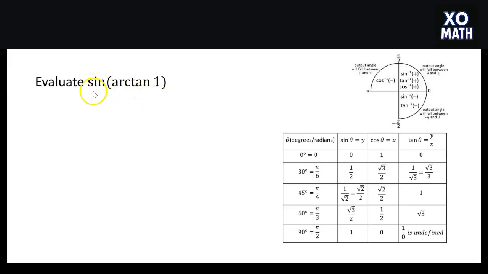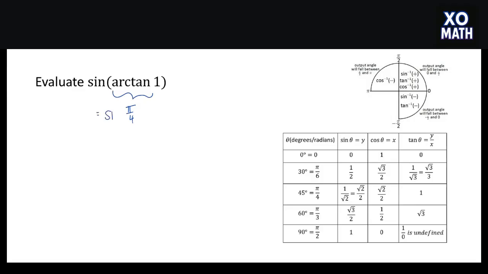Let's start by evaluating sine of arctangent of 1. We'll start by working on the inside of the composition. Arctangent of 1 is the angle in quadrant 1 that you have to plug into tangent to get out 1. So if the output is 1, then the input was pi over 4. So that means that arctangent of 1 is pi over 4.